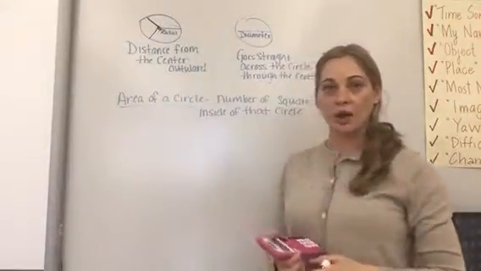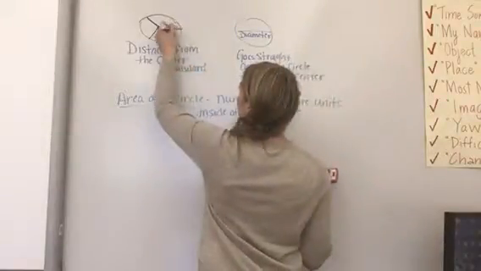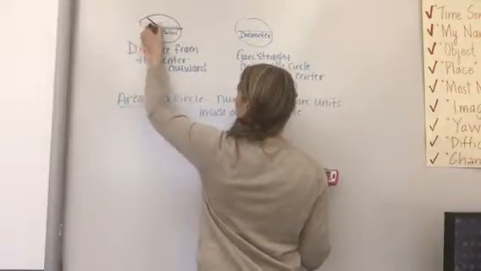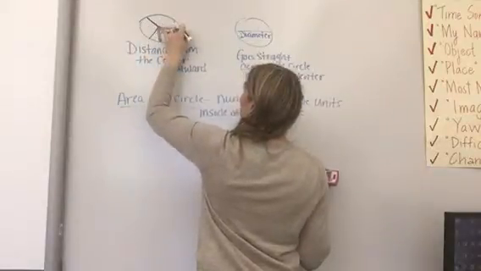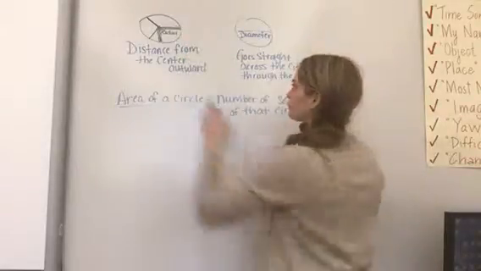Now, one way that I help myself remember this is a visual cue. If I connect the radius from the center of the circle outward, I can create the letter R. Okay? So that's a visual technique that helps me remember radius.